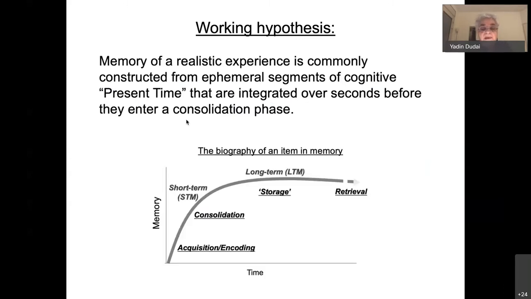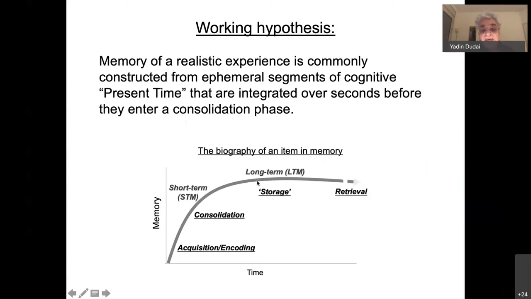So the biography of an item in memory, to refresh our view on that: what we have here is memory, which can be in various units. Let's say this is the strength of the memory, but it's of course very schematic. And this is time, and time here is not linear. The first phase is that you acquire the information, and then it goes into short-term memory. We call it STM; we like acronyms. Then it will probably go, in some cases, not all, into long-term memory. And then the memory may be retrieved. This is a high simplification.